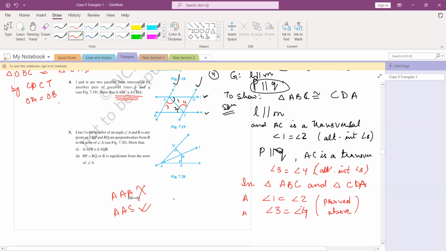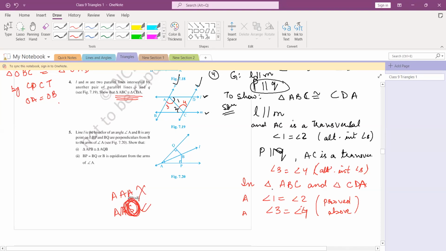Hamna, now you tell me. From where will I get this side, S? Hamna, unmute your mic. Yes, Hamna. From where will I get this information to show that one more side is the same? Mridula, you tell me. By CPCT. No, we have not shown that they are congruent.